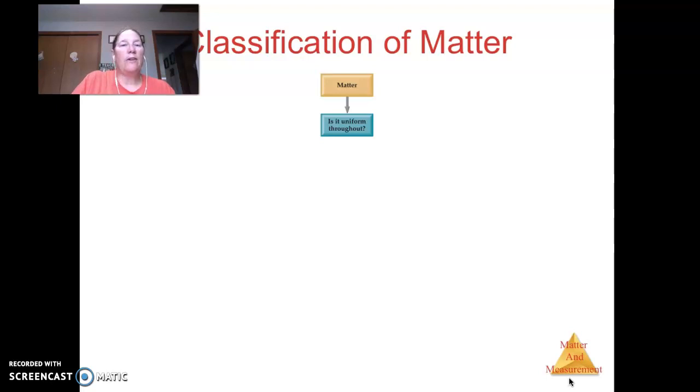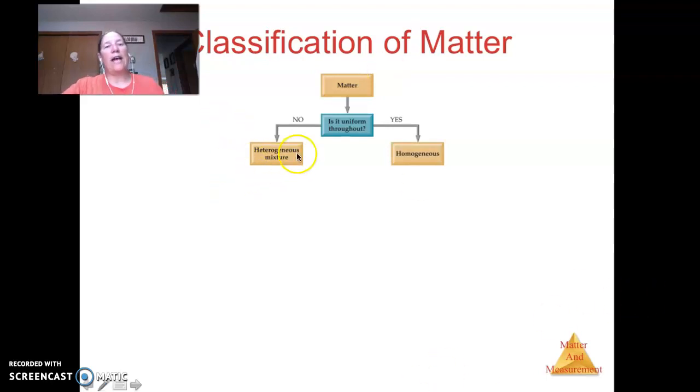So when you have matter, anything, you look at it and you say, is it the same throughout? Does it look the same from top to bottom? If it doesn't, then it's called a heterogeneous mixture. Hetero means different. If it is the same throughout, if it looks the same from top to bottom, then it's called homogeneous. I've heard it both ways.